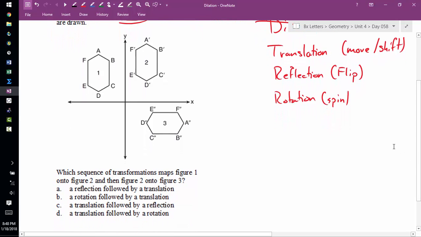Those are my only options for this sequence, which is taking place. And what's really nice is they number it for us. So the question is, which sequence of transformations maps figure 1 onto figure 2, and then figure 2 onto figure 3. So we'll do it one at a time.